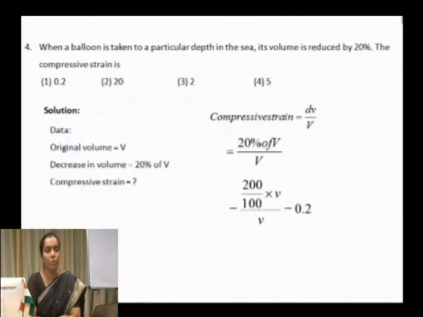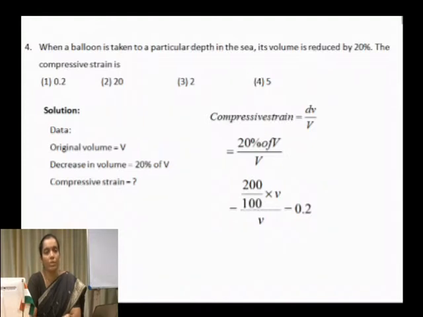So, the fourth problem: when a balloon is taken to a particular depth in sea, its volume is reduced by 20%. Calculate the compressive strain. So, here the original volume of the balloon, if we take it as V, since it goes into the deep sea, the volume decreases by 20% of the original volume. So, the decrease in volume is 20% of V.